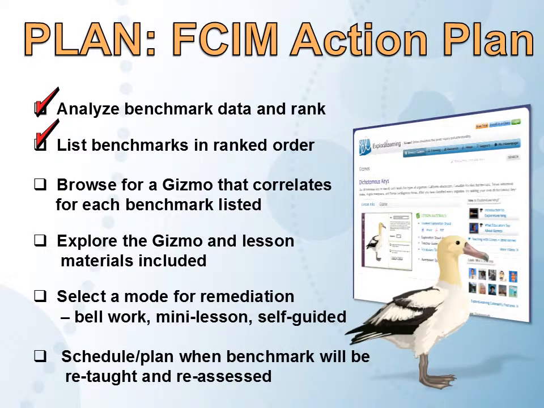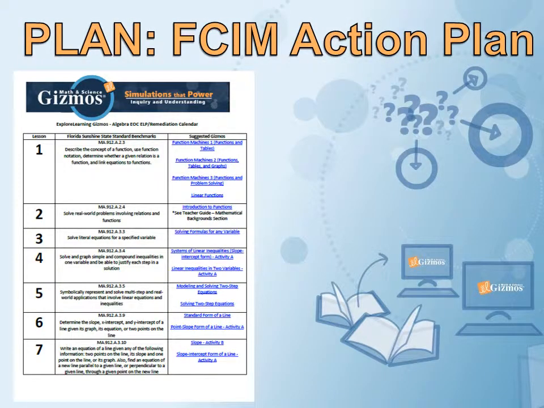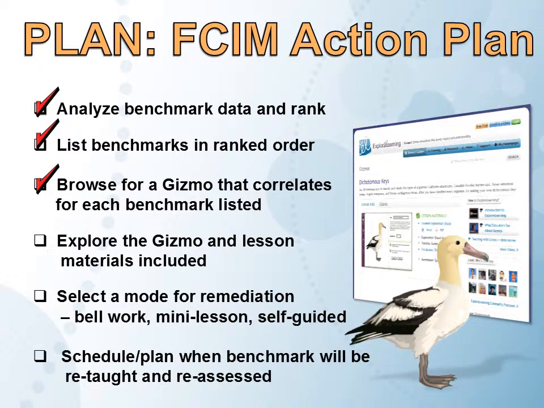Already done for you is a list of benchmarks that have been analyzed using formative assessment data out of Achievement Series. These are the most frequently missed benchmarks by students. These benchmarks are listed in rank order. You'll also notice, on this algebra example, that the benchmarks are listed in ranked order from lowest performing to highest performing, but there already are Gizmos paired for teachers. How that was done is by browsing Gizmos correlated by benchmark listings on the website.